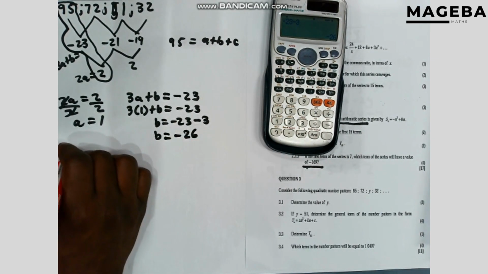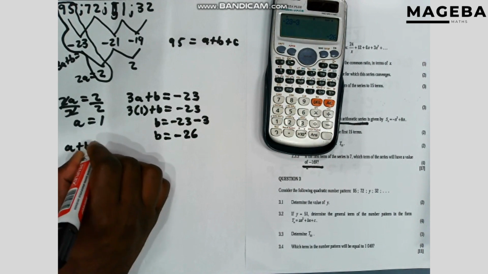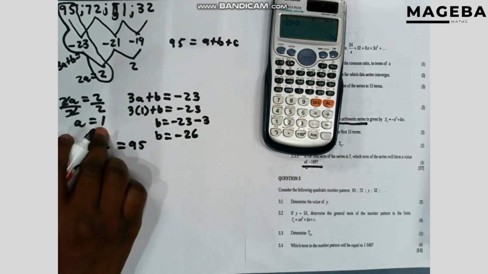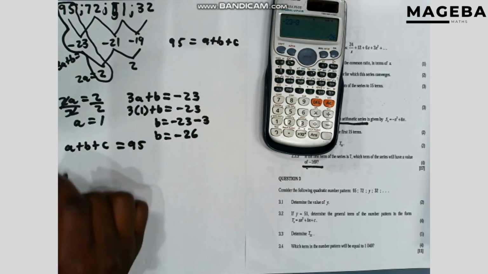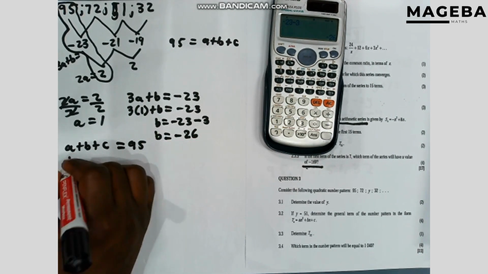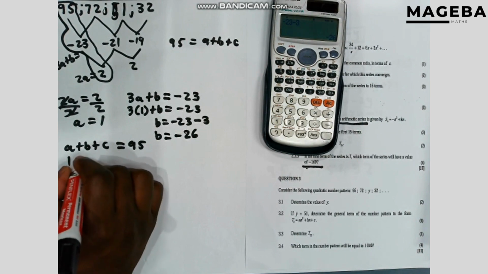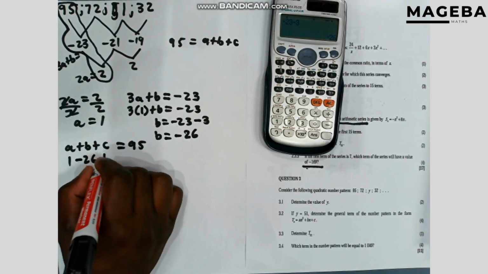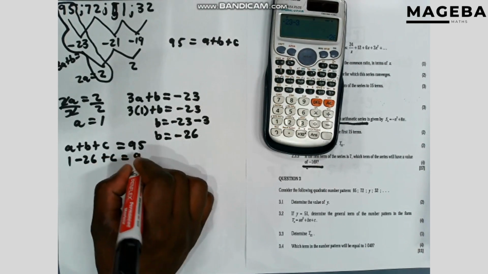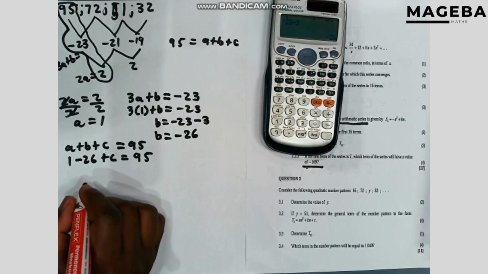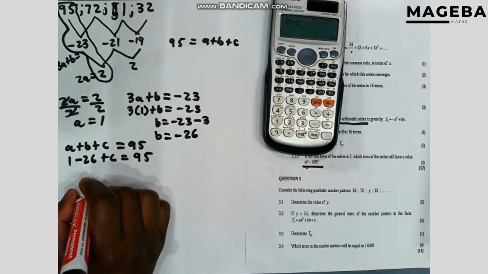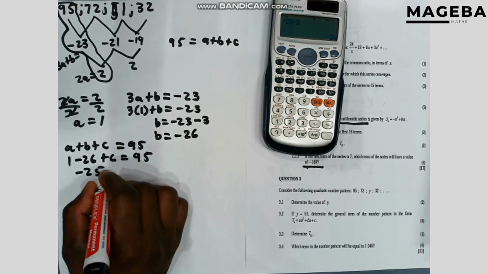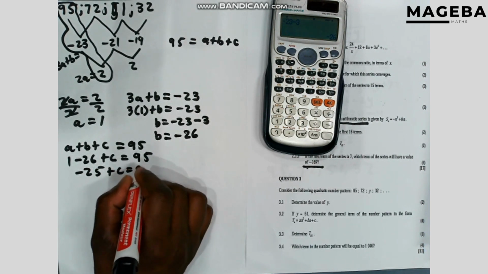The last part now is just a plus b plus c is equals to 95. We already have a, we already have b, looking for c. Just substitution. 1 minus 26, which is this negative 26, and then plus c is equals to 95. Then from there, 1 minus 26 is just negative 25. Then plus c is equals to 95.